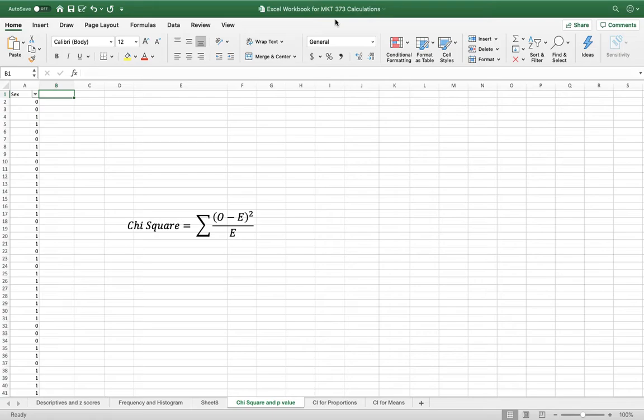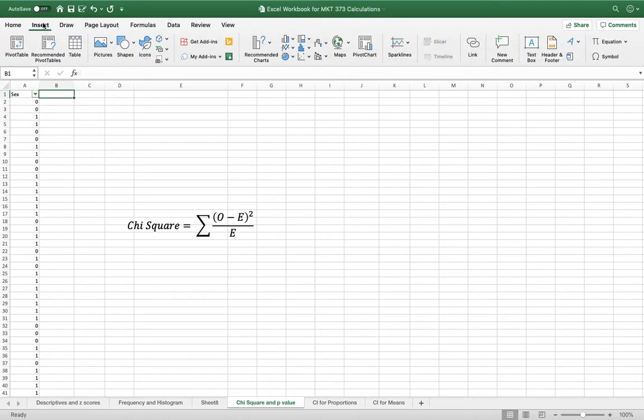Now, if you recall, in our example in class, we used our Purdue chicken data and looked at the sex variable, men and women, 0 for men and 1 for women. So let's see what we've observed and what we expected and whether or not that is a statistically significant difference.